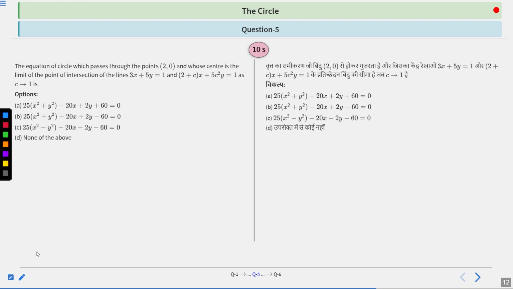The coordinates of the point of intersection will be in terms of c. After that, we will apply the limit c tending to 1 to calculate the point of intersection. Now after finding the point of intersection and the point (2, 0), we can easily find the equation of the circle. So in this way, you can approach this question. You have 10 seconds to solve or think about this question. After 10 seconds, we will discuss the solution part.